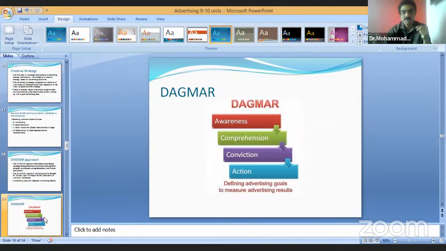So this is the pictorial presentation. Here is awareness, and the next steps are comprehension and conviction, and then action. So it mobilizes consumers and customers to make a decision to purchase the product.